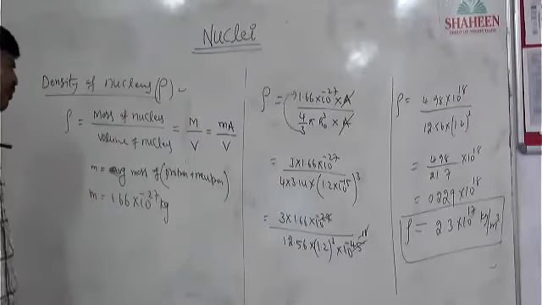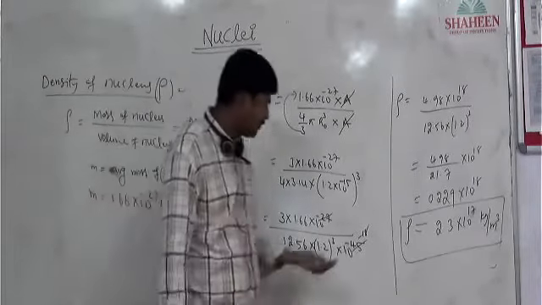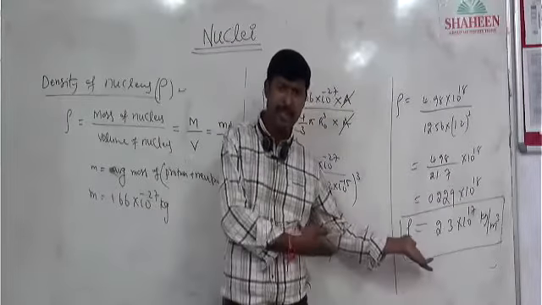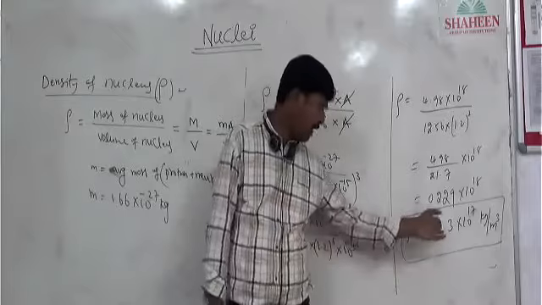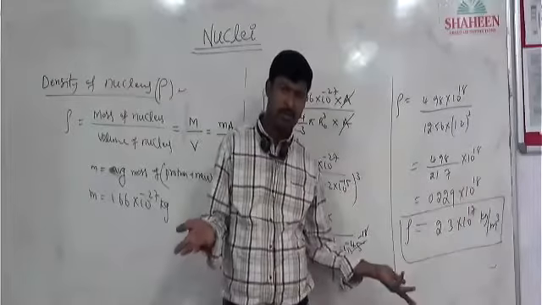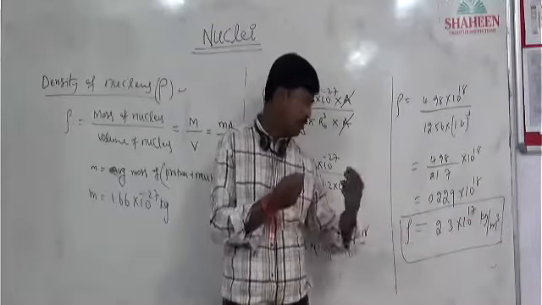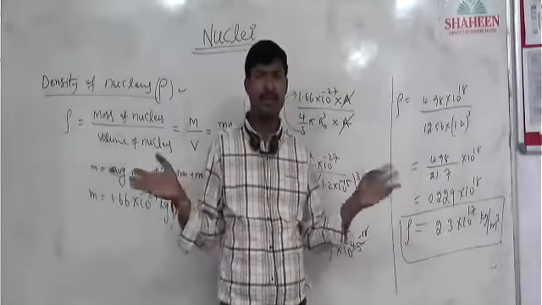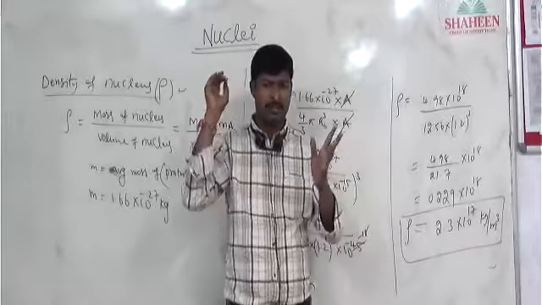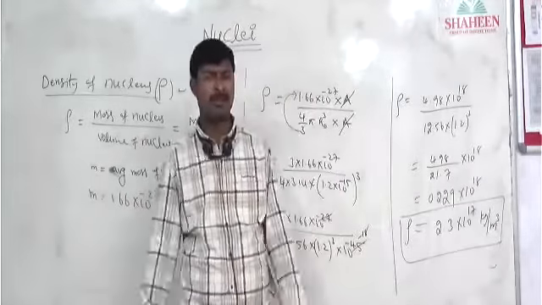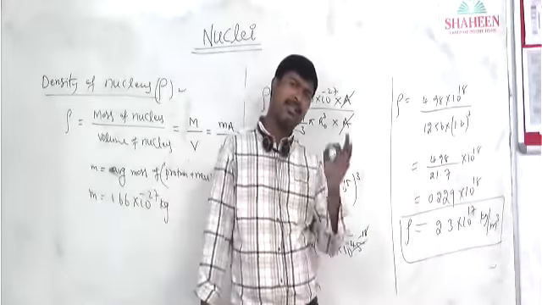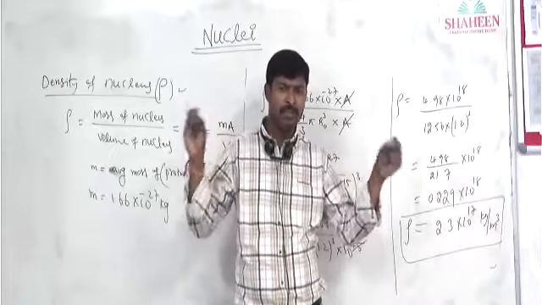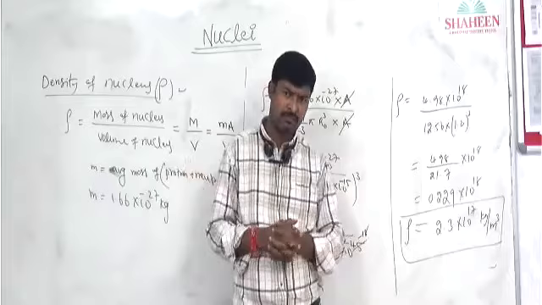So what is the ratio? It is 1:1 only, because in the final density formula, do you have any atomic number here? No. Do you have any mass number in that? No. Any variable is there? No. See, 2.3 into 10 to the power of 17. It's just a constant value. It does not depend upon mass number or atomic number. Whatever the nucleus you take, its density is constant.